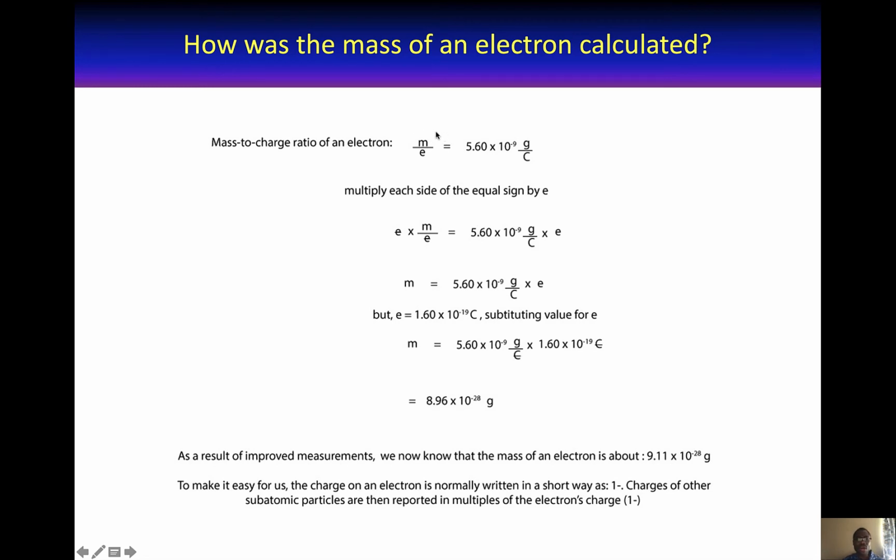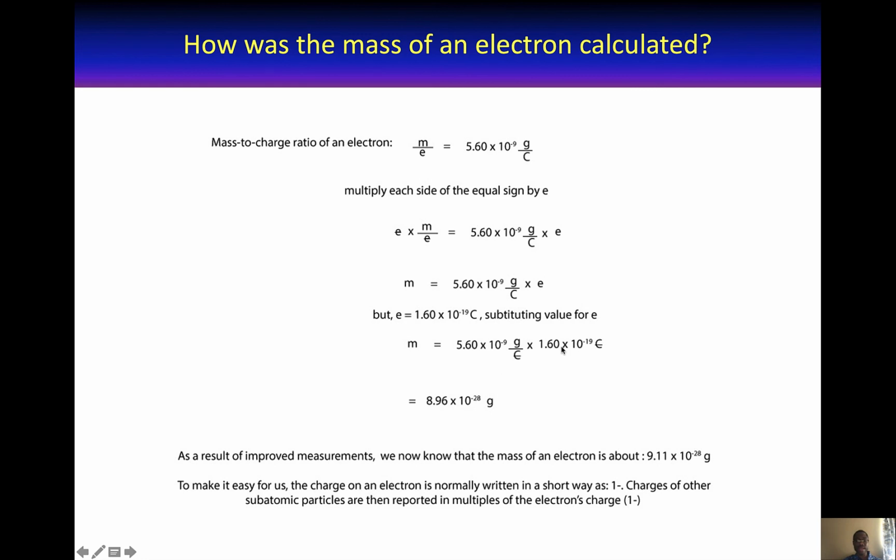So here, we have the mass to charge ratio equal to 5.60 times 10 to the power minus 9 grams per coulomb. Then you multiply each side of the equal sign by e, so you are trying to isolate m. So these e's will cross out. And you now have m equal to 5.60 times 10 to the power minus 9 grams per coulomb times the charge. And we already know Millikan determined the charge of an electron to be 1.60 times 10 to the power minus 19 coulombs. So you substitute this value for e.